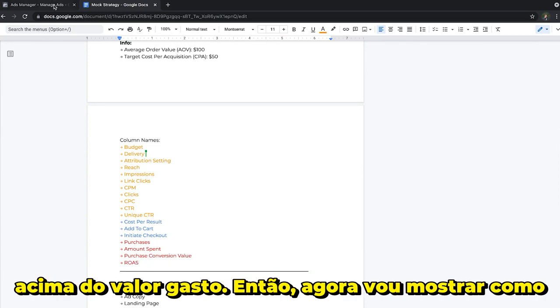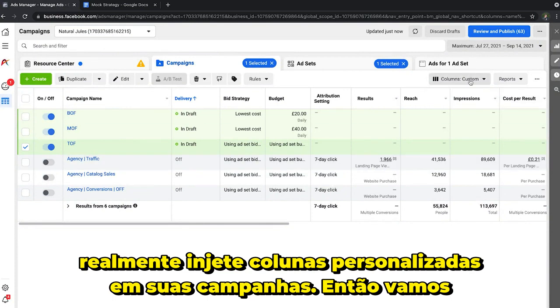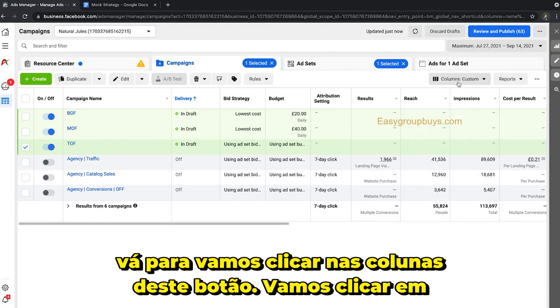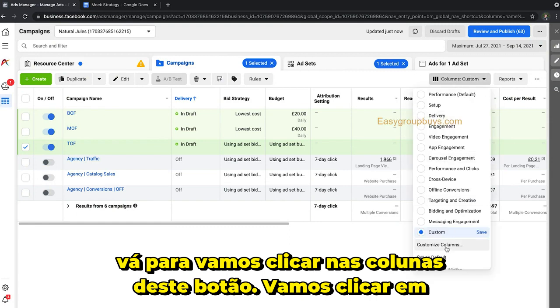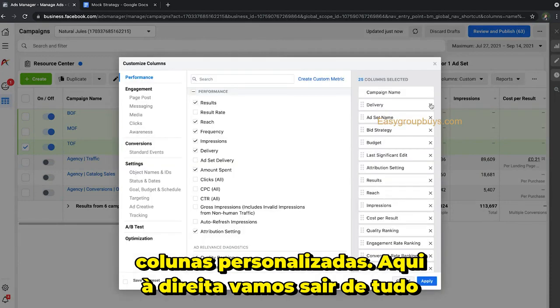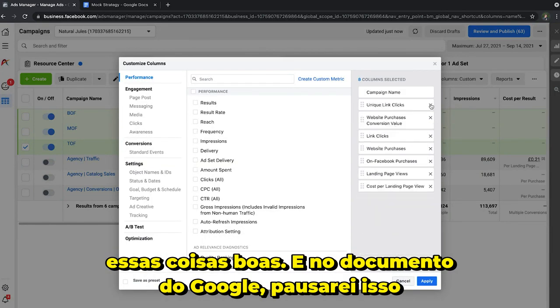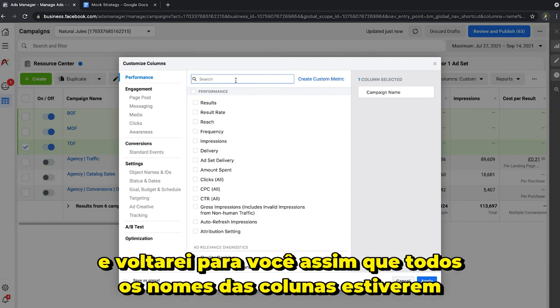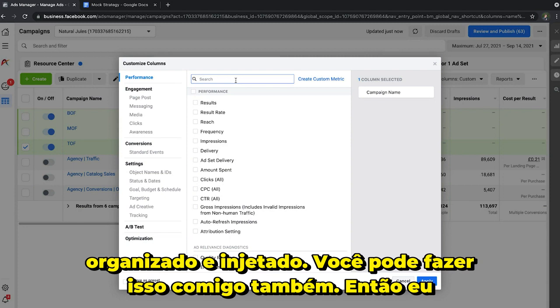So right now I'll be showcasing how to actually inject custom columns into your campaigns. So let's click on this button, columns. Let's click on customize columns. Here on the right, let's exit out all of these. And in the Google Doc, I'll be pausing this and I'll be going back to you once all the column names are organized and injected. You can do this with me as well.